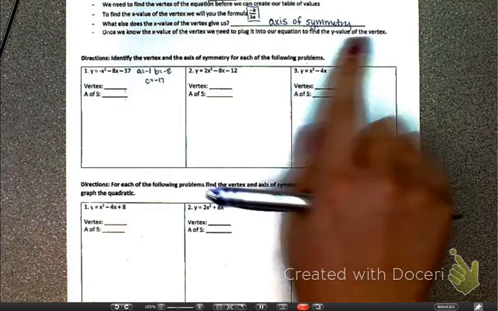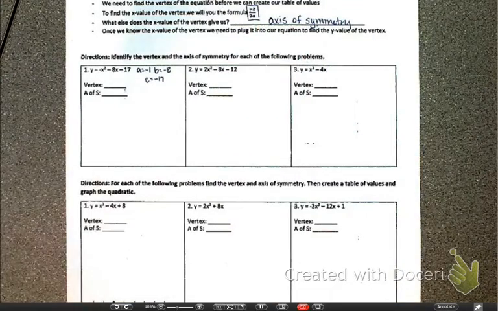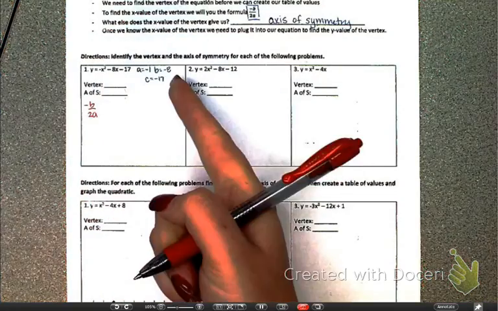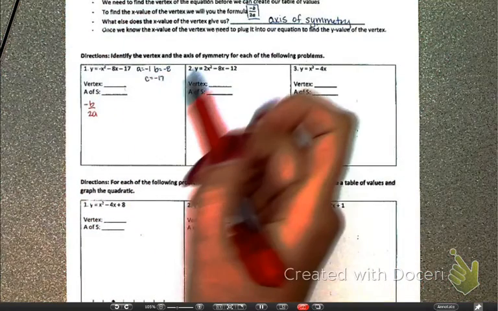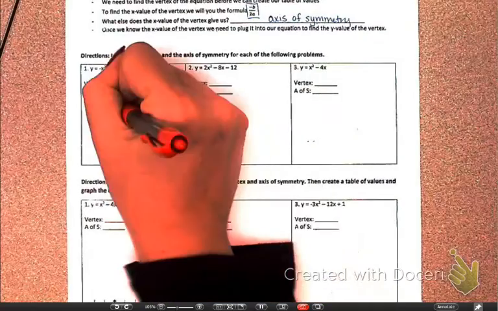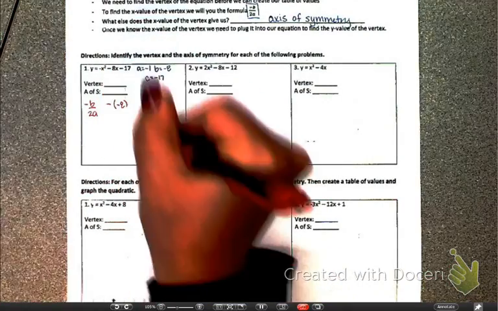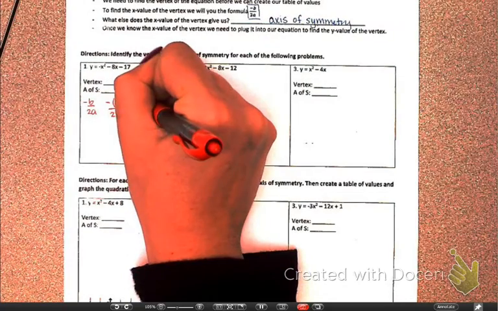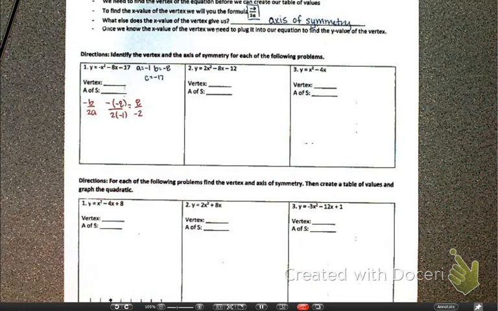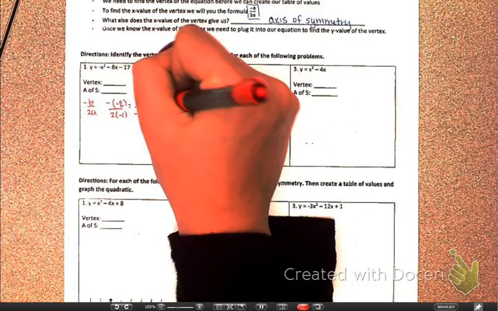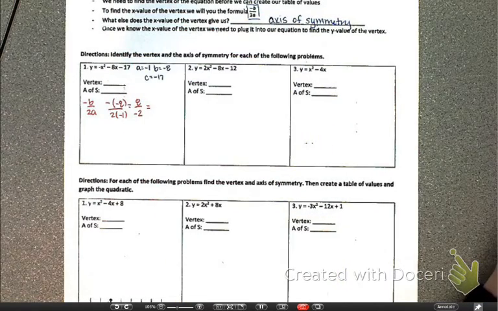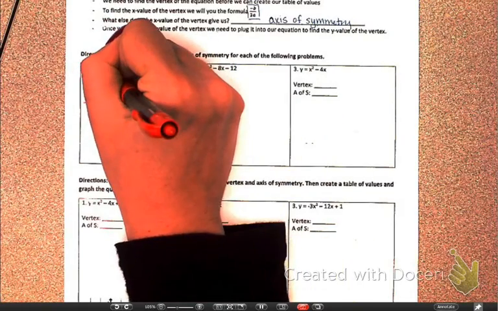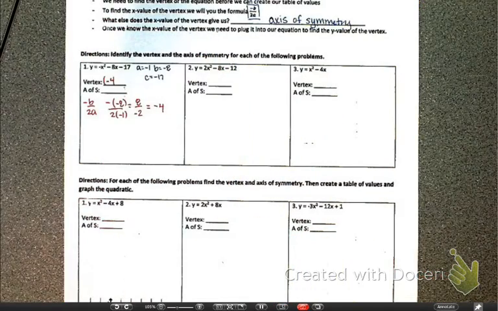I'm using negative B divided by 2A. So what is B? Negative 8, so it would be a positive 8. I'm going to plug it in because there's a negative in the formula, so negative negative 8, divided by 2 times negative 1. So this is really a positive 8 over a negative 2, which gives me negative 4. So the x value of my vertex is negative 4.